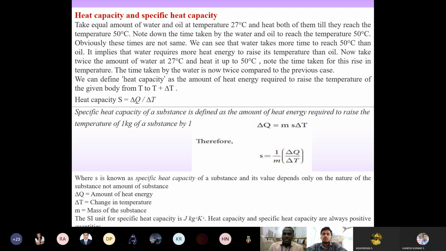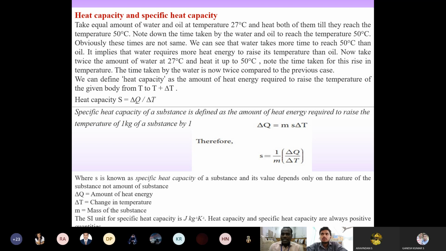If any other functions are there, we can also have specific functions. So like that we can have specific heat capacity. So heat capacity, we know, and what is specific heat capacity? The specific heat capacity of a substance is defined as the amount of heat energy required to raise the temperature of 1 kg of substance by 1 Kelvin or 1 degree Celsius.